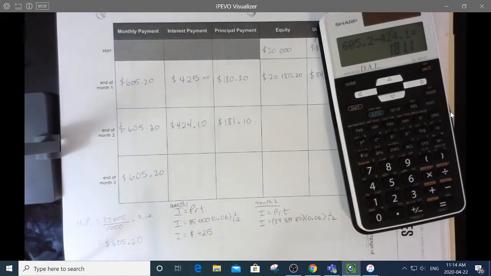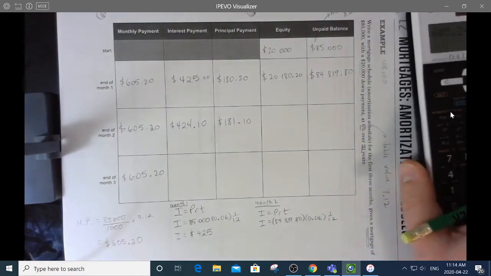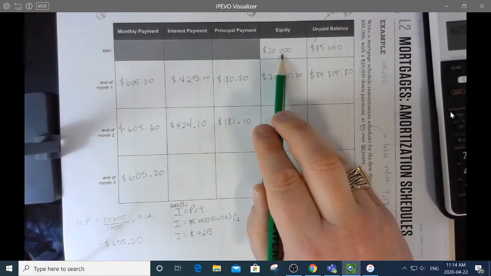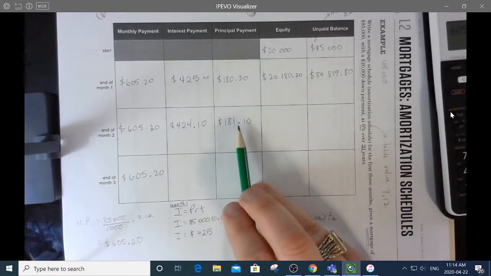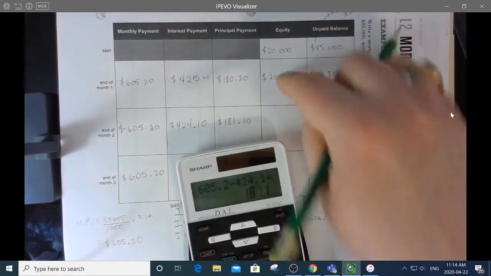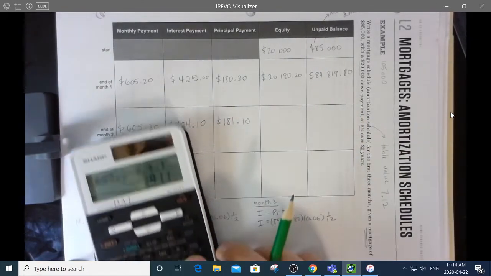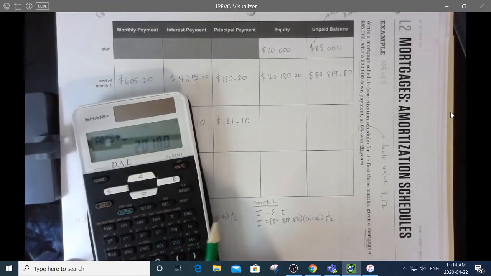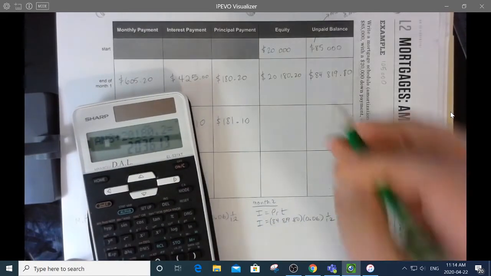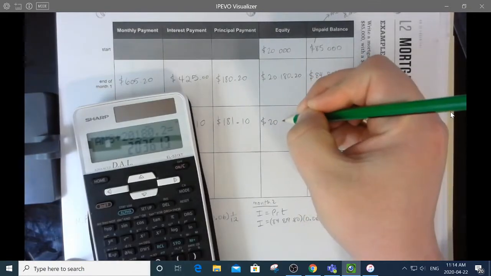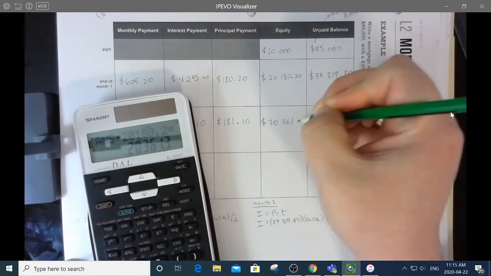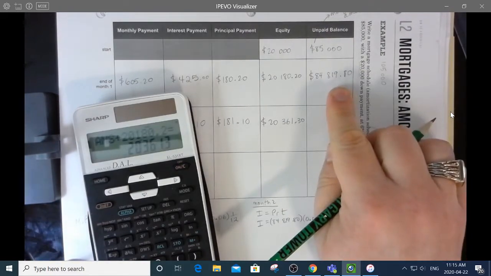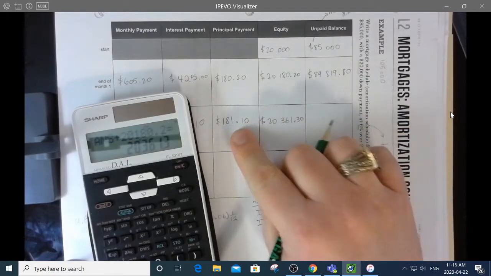Now I pay $181. So $1 more this month goes to principal. My equity in my house was originally, after the down payment, $20,000. Then I made one payment. Now I've made another one. So I'm going to add those two numbers together. That one's already on my screen. So I'm just going to add $20,180.20. And now I own $20,361.30 of this house. And the unpaid balance is now this minus what went to principal.